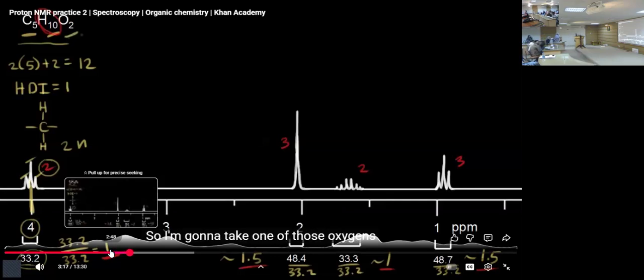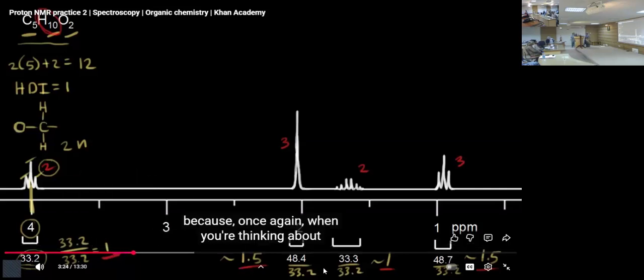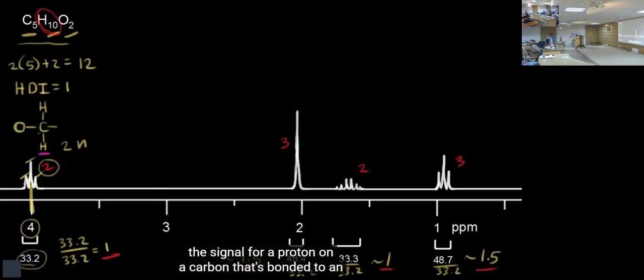So I'm going to take one of those oxygens and put that oxygen on that carbon, because once again, when you're thinking about the signal for a proton on a carbon that's bonded to an electronegative atom, you get a chemical shift somewhere, in this case, close to 4 parts per million, because the oxygen is de-shielding those protons. The oxygen is withdrawing electron density. All right, so that's one piece of the puzzle, and let's move on to our next signal. So this will be the next piece of the puzzle.